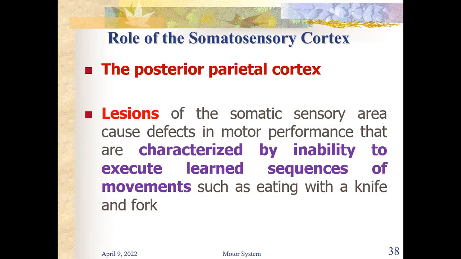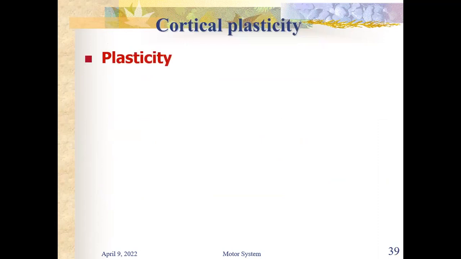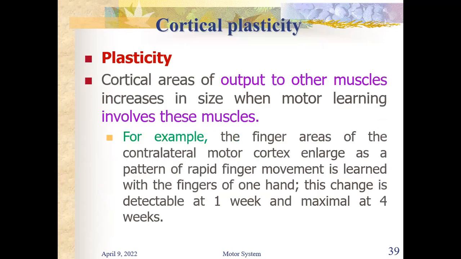Lesions in the somatic sensory area can cause a defect in the motor performance that is characterized by inability to execute learned sequences or movements, a sequence that an individual already knew how to do. Once there's an injury to that somatosensory area, the individual will find it difficult to carry out those sequences of movements that he or she had already known.